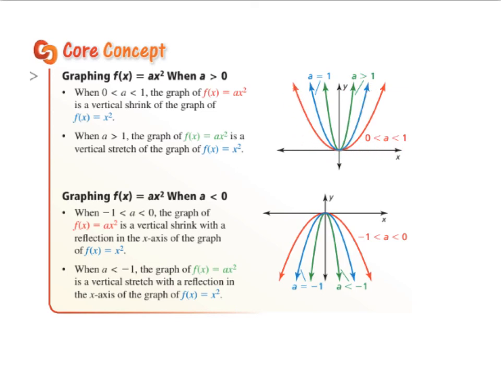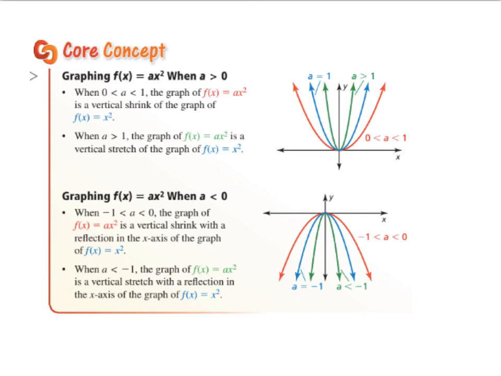Now, let's see if you were correct with your guess. The fact that it was negative was what made it flip down. So when the coefficient is negative, it flips. And then it also does the same thing. If it's a negative whole number or negative number greater than 1, then it gets skinnier and flipped down. And if it's a fraction that's negative, it gets wider and flipped down.